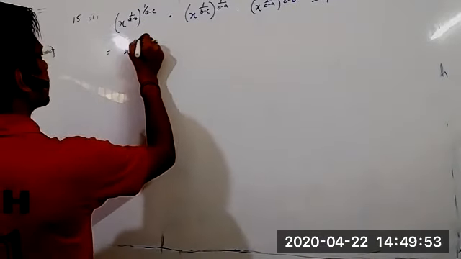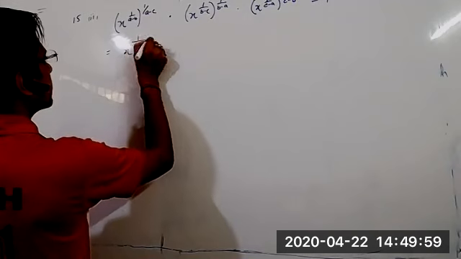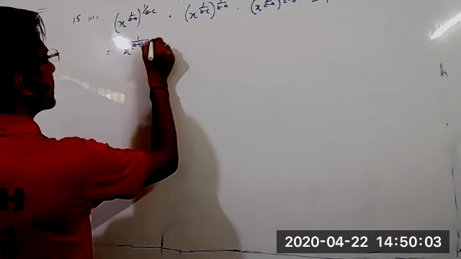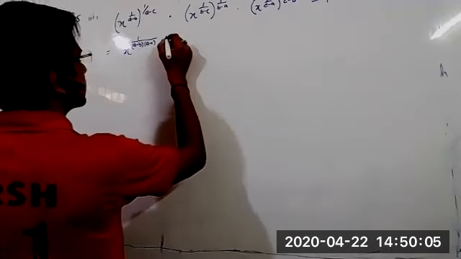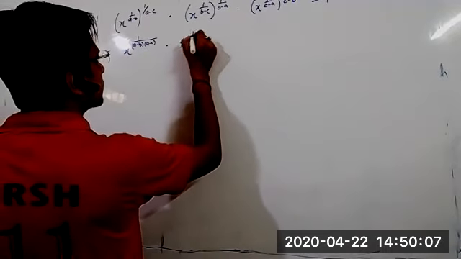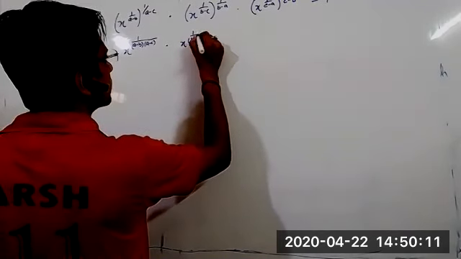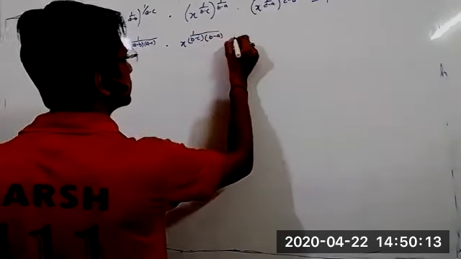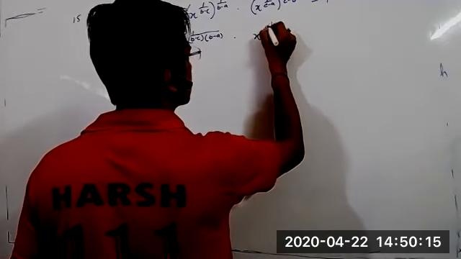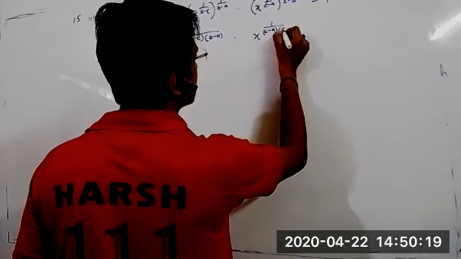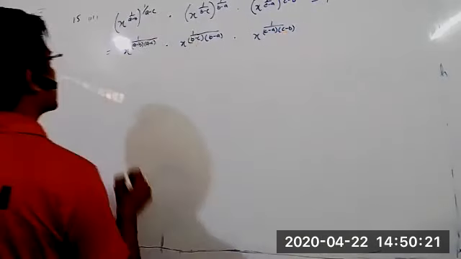First, we will solve the LHS. We can write it as x to the power 1 upon a minus b whole into 1 upon a minus c, into x to the power 1 upon b minus c, 1 upon b minus a, into x to the power 1 upon c minus a, 1 upon c minus a, c minus b. Correct?